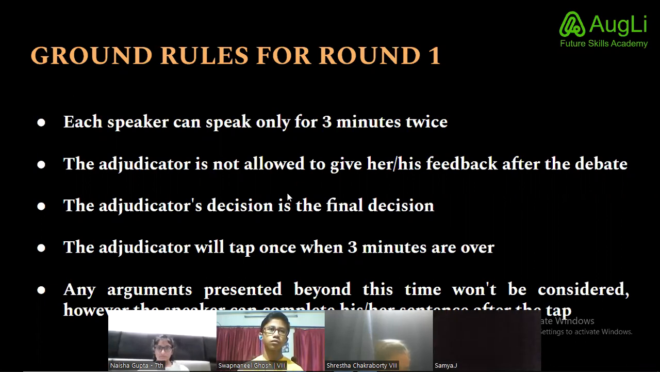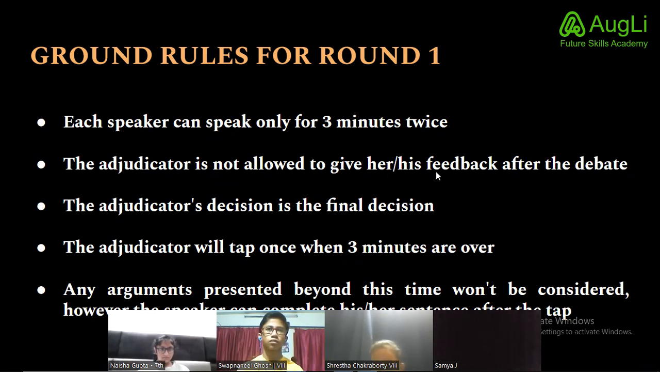So first of all, the ground rules. Each speaker can speak only for 3 minutes, twice, meaning the reply speech and the main speech. The adjudicator will give feedback after the debate. This is not relevant, this is a typo, so you can excuse that. They will give you the feedback.